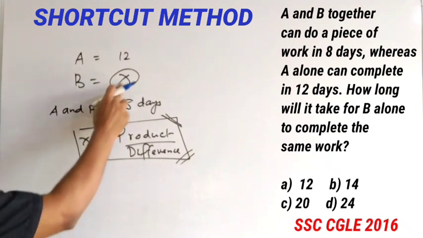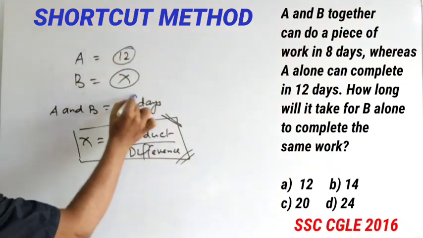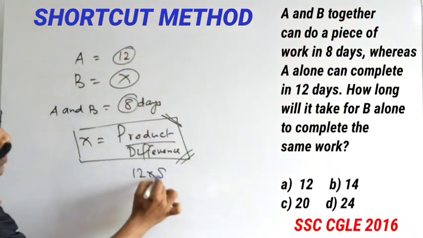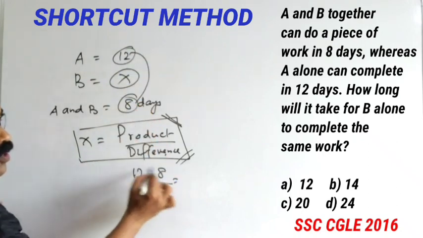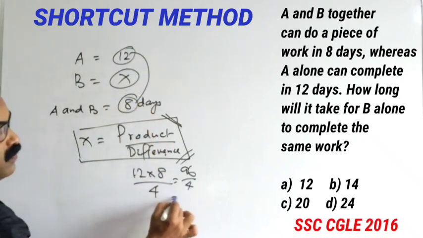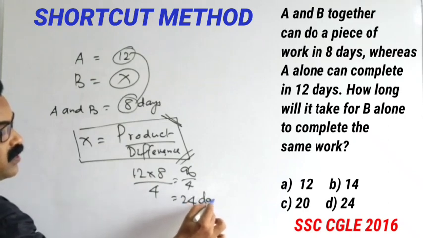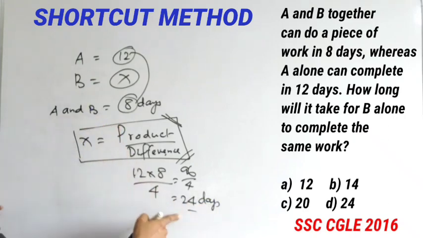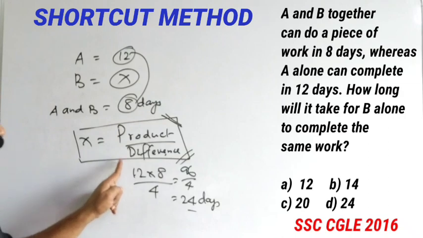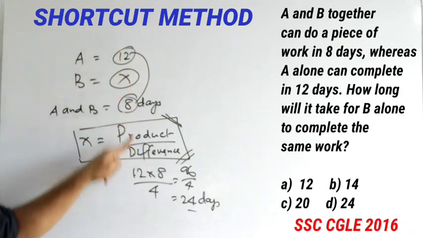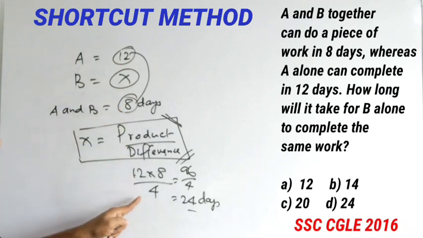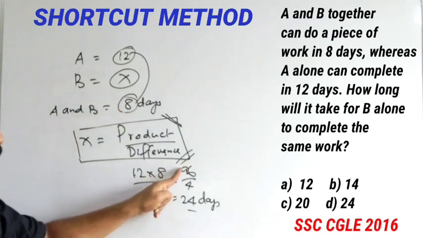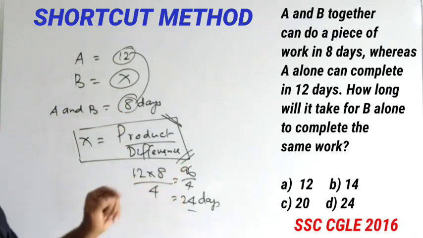To find x, product is 12 into 8, and difference is 12 minus 8, which is 4. So 12 into 8 is 96, by 4, which is equal to 24 days. So x you got 24. Product by difference. Product is 12 into 8, 96. Difference of 12 and 8 is 4. So divide that product by difference, you will get 24, which is the correct answer.